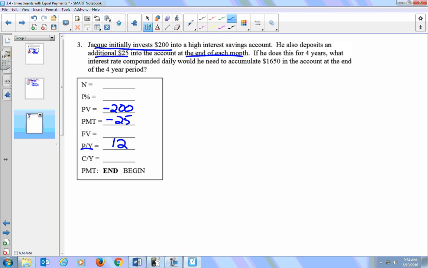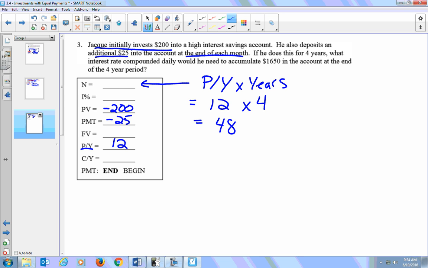If he does this for 4 years, so we know with our N, it's payments per year times years. And our payments per year are 12 times 4 years gives us 48. So our N is 48. What interest rate compounded? That's our key word, daily. So compounding period and daily is 365 days in a year.